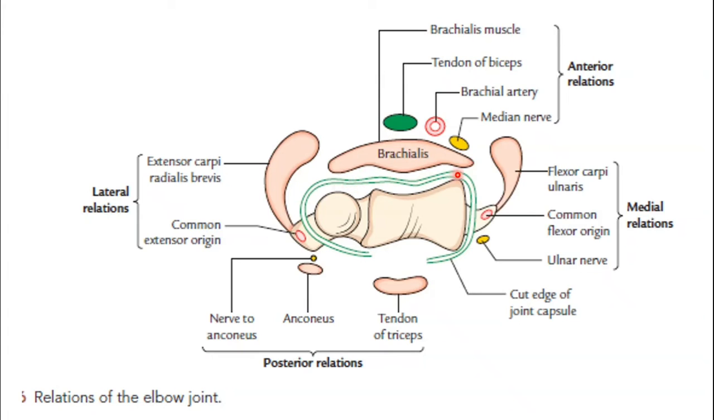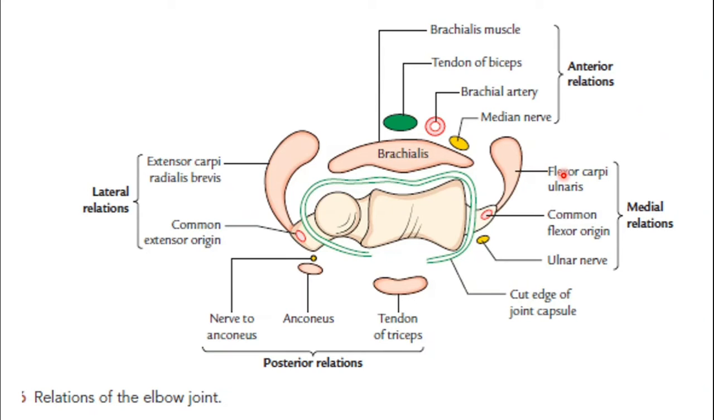Green line is the capsule of the joint by the brachialis. These are the anterior relation. Now the posterior relation. In posterior relation, the tendon of triceps, anconeus, and the nerve to anconeus. And the medial relation. In the medial relation, the medially which bone is present?